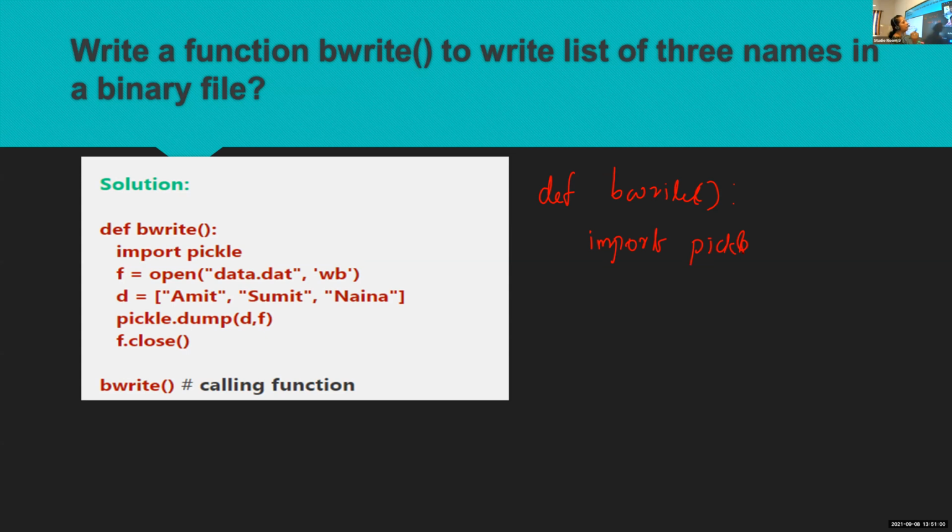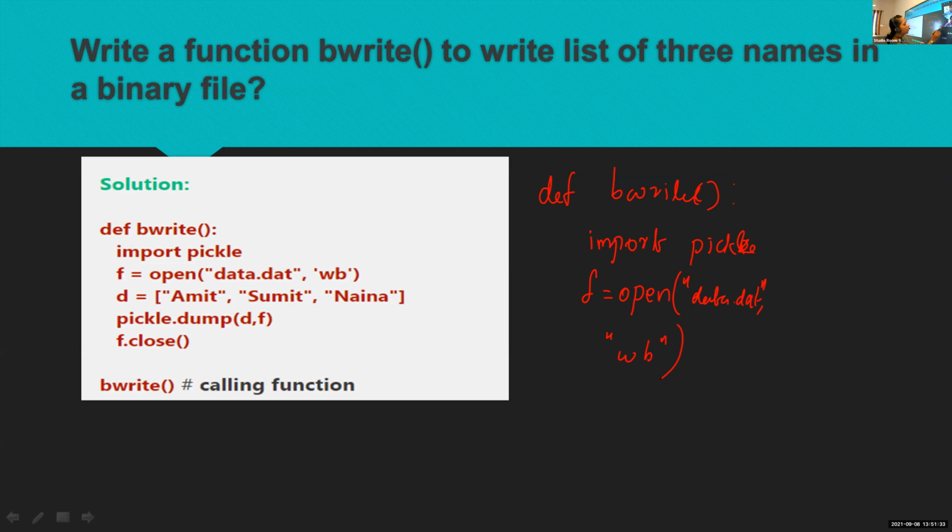Aryan, next statement. I can't hear you, Aryan. F is equal to open, data.dat within quotes. WB in quotes. What is the use of WB, Aryan? Write in binary form. WB is for write in binary.